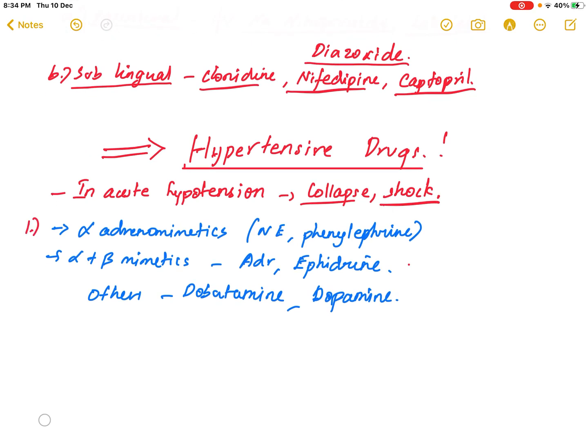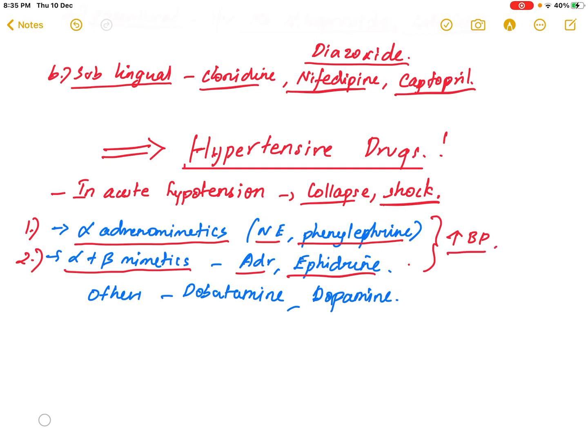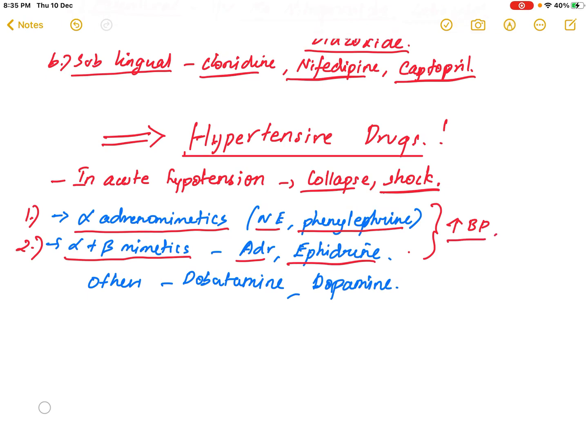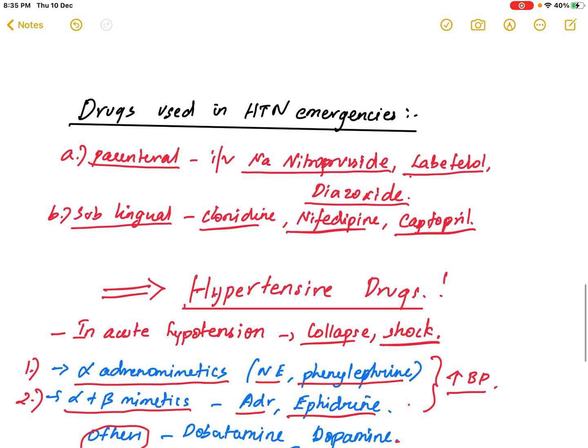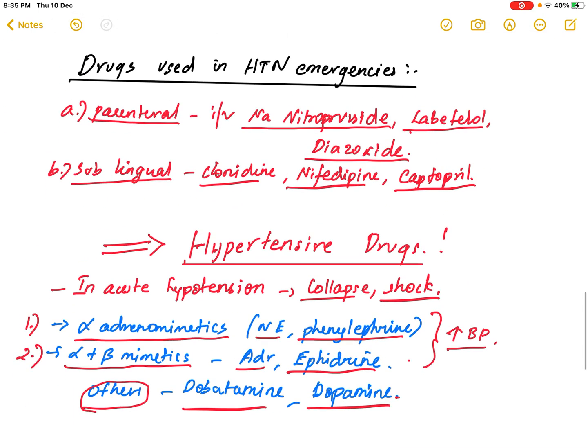So the first drugs we can use are alpha adrenomimetics, which include norepinephrine and phenylephrine. And the second drugs are alpha plus beta mimetics, which include adrenaline and ephedrine. So all these drugs would increase the blood pressure and help in perfusion of the important organs. The other drugs which can also be used to induce hypertension include dobutamine and dopamine. So that is all for antihypertensive drugs, and these are the drugs used in hypertensive emergencies, and these are the drugs which are used in case of acute hypotension.